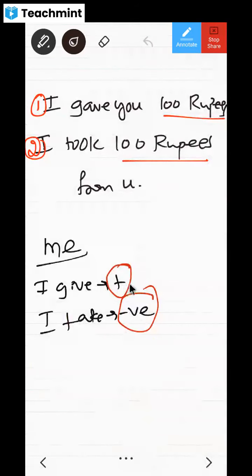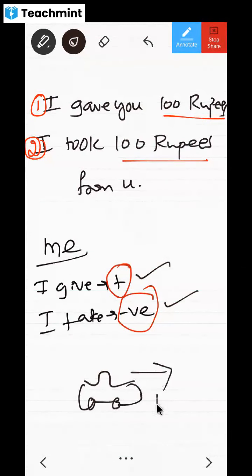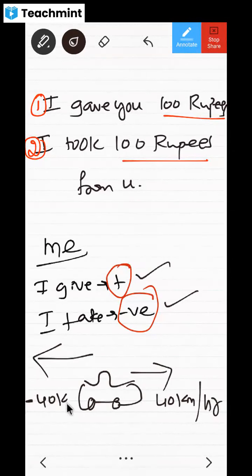And I told you the meaning of positive and negative. For example, a car is standing here. Now, if it goes in this direction at a velocity, which you will study in 9th standard, of 40 kilometers per hour, then if it is going in the opposite direction, we say it is -40 kilometers per hour. Here also it is moving with a speed of 40 kilometers per hour, and here also, but just to show the opposite direction, we use plus and minus. These plus and minus are used for our comfort.